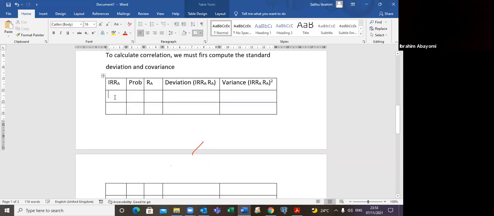Now, let's bring the IRR: 27, 18, 5. What about the probability? 0.3, 0.4, 0.3. What is the expected value? Expected value is the product of the two. Well, let's multiply. Let me get my calculator.